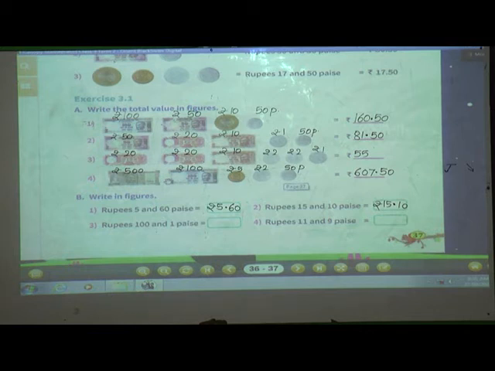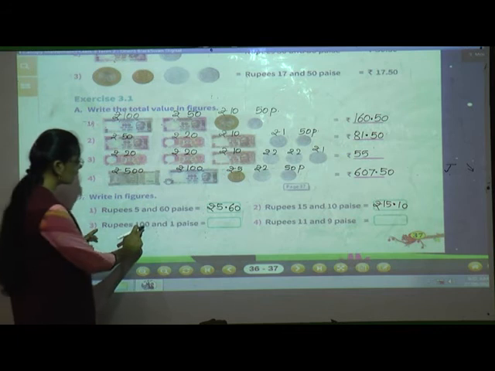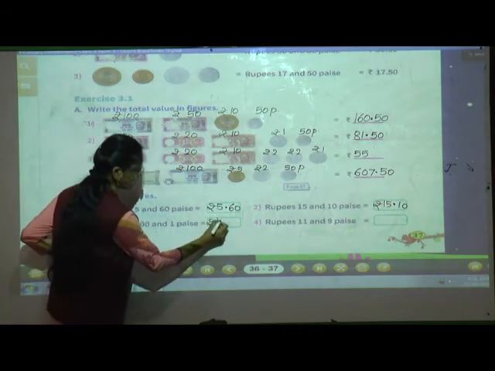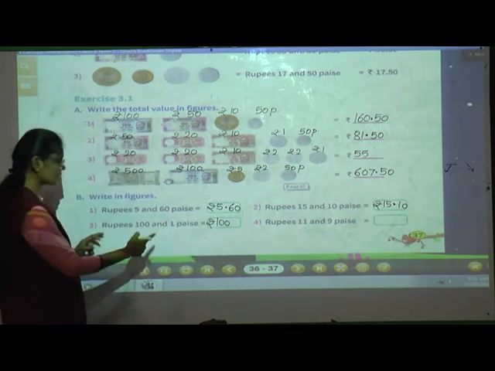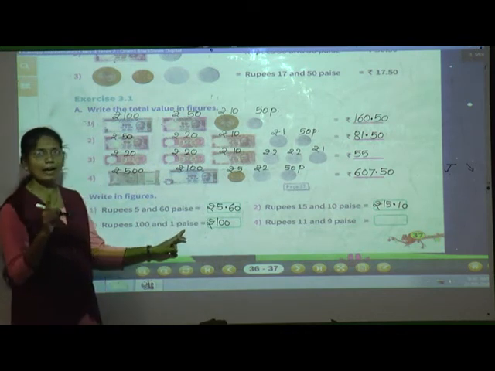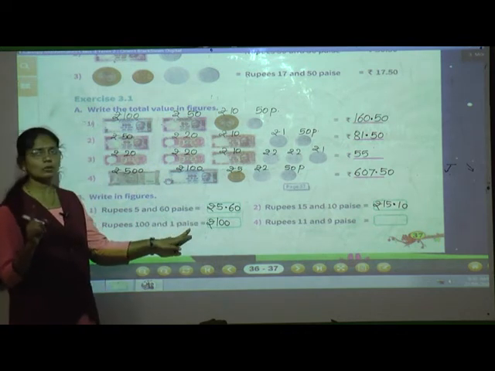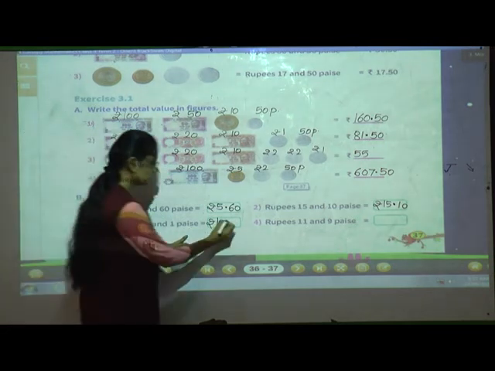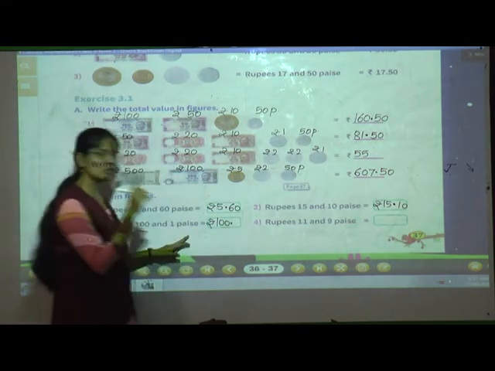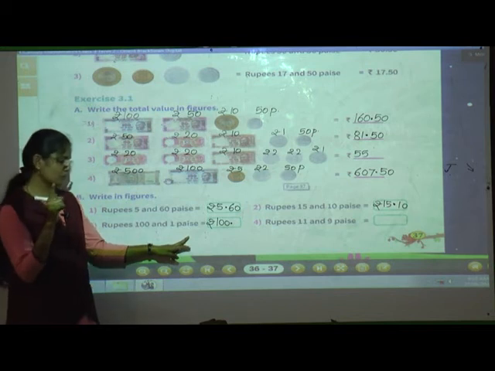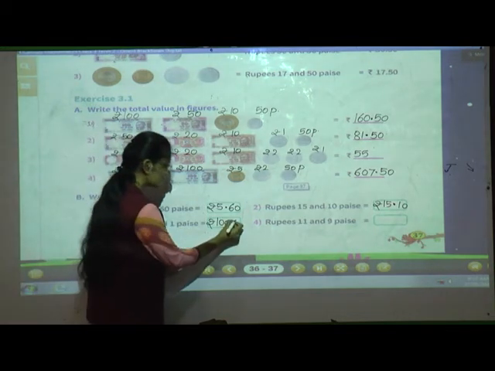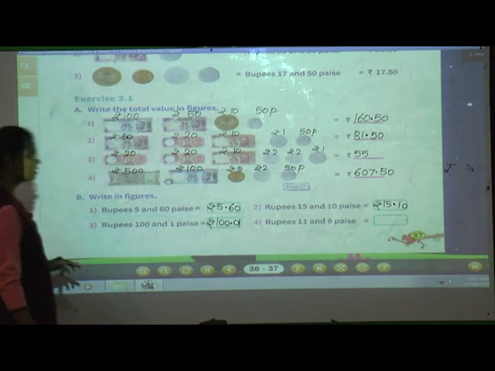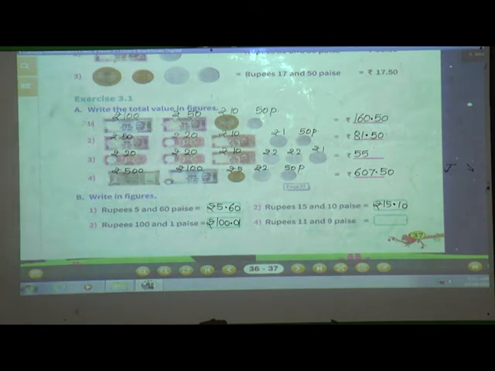Rupees 100 and 1 paise. First of all, we will write rupees 100. And 1 paise. Now we have to write the paise. So you will give a dot or point. Then you have to write 1 paise. So here we will write 0, 1. 0, 1 means 1, or else you can write only 1 also.